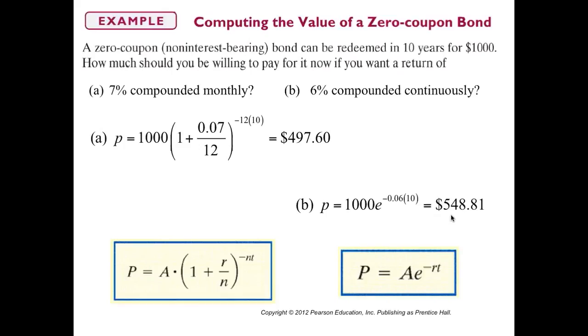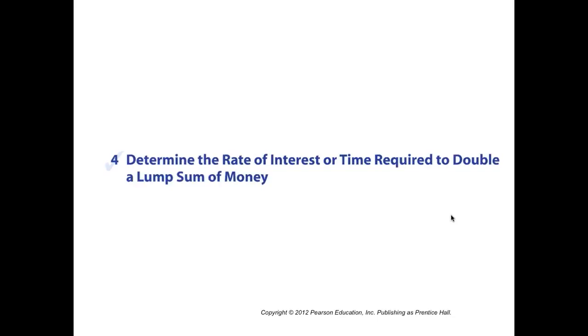where we have P equals A times e to the negative RT. So you'll notice these look very similar to our other formulas, except the A and the P are pretty much flip-flopped, and our powers are now negative.